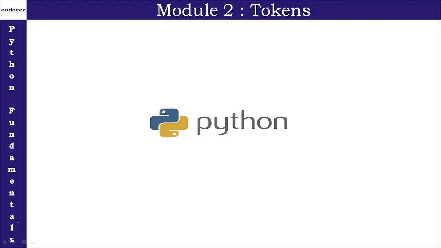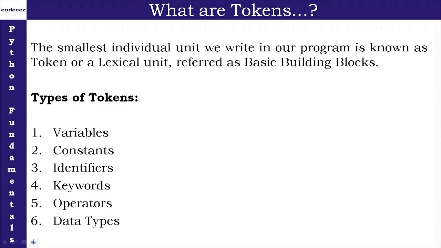And here we do not call it an alphabet. Here we term it as tokens. So basically, what are tokens? Anything that you write in your program, each smallest unit that you write in your program, will be termed as a token, right? When we talk about tokens, we have 6 categories of tokens: variables, constants, identifiers, keywords, operators, and data type. We will be discussing each one of them.